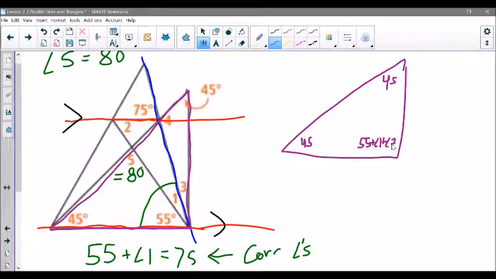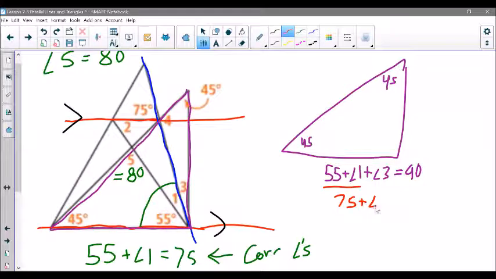But we know 55 plus angle 1 was 75 degrees. So we can change that, right? We knew 55 plus angle 1 plus angle 3 was equal to 90 degrees. But we know what 55 and 1 together are. That was just 75. So we have 75 plus angle 3. That had to equal 90 degrees.